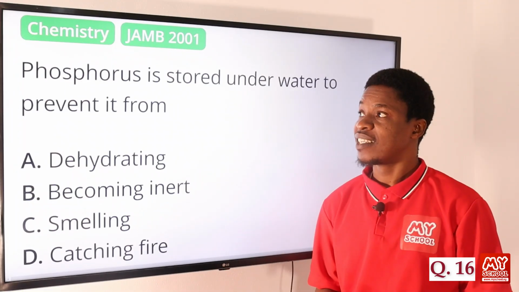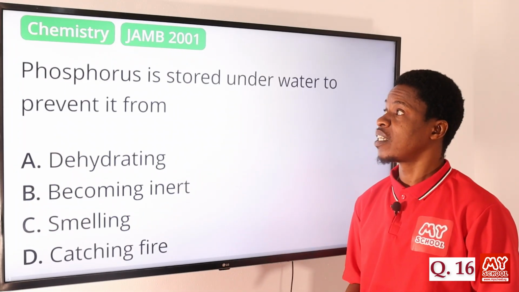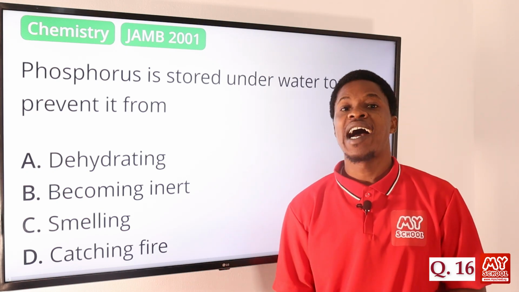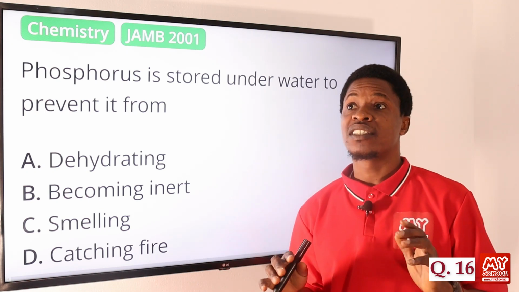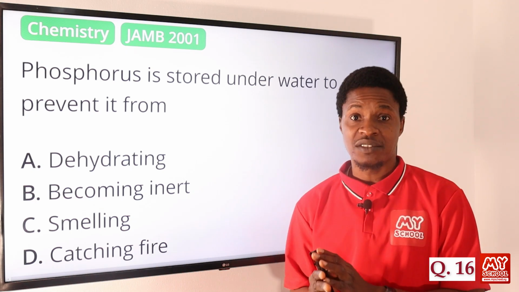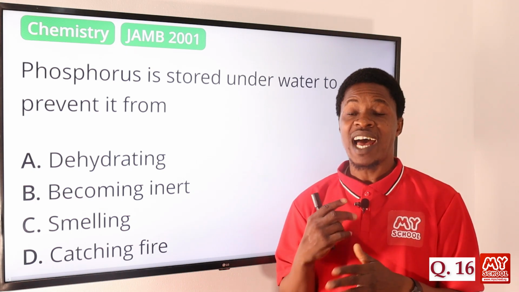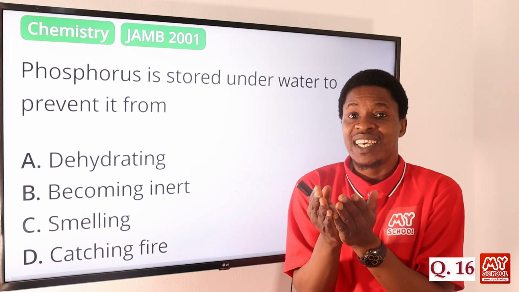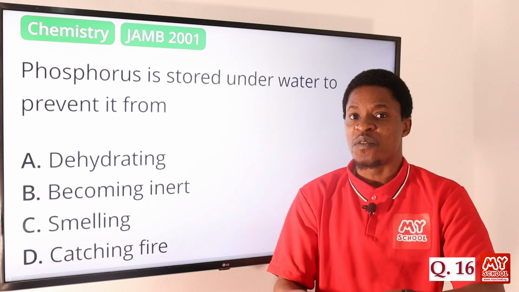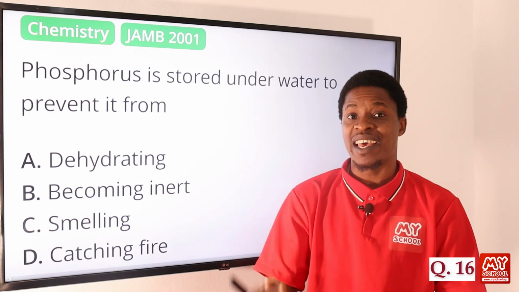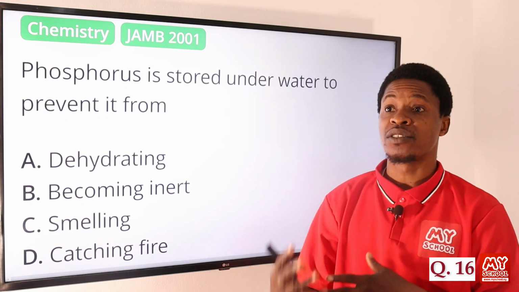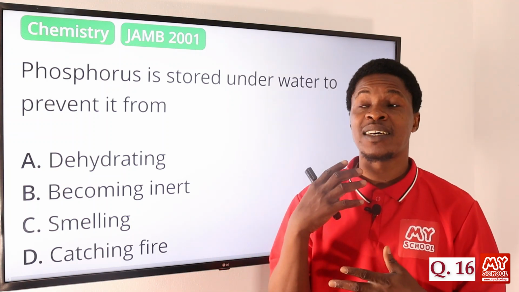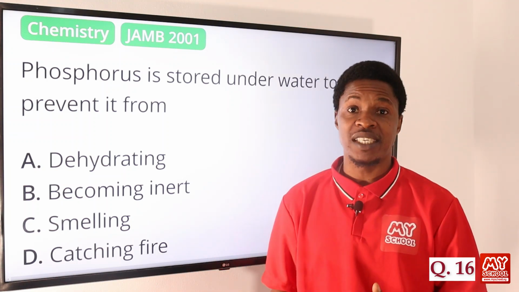Question 16. Phosphorus is stored underwater to prevent it from what? Actually, phosphorus is a non-metal that is highly reactive to air. If it is exposed to air, it will react with oxygen. Don't forget, when we talk about air in most cases in chemistry, we're talking about oxygen because that's the part that supports combustion, that supports burning.